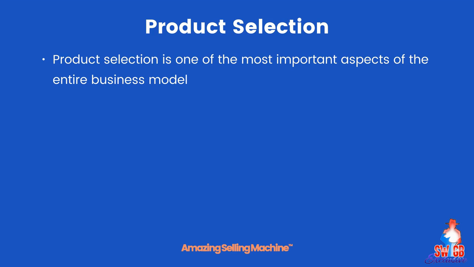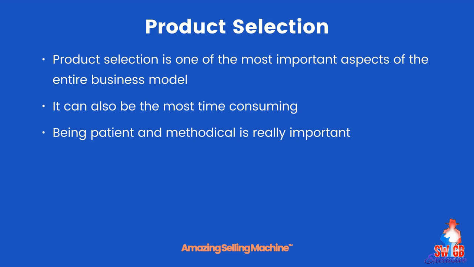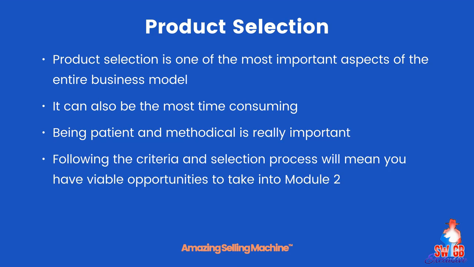Now, product selection is one of the most important aspects of the entire business model. Because of this, it can also be the most time consuming. But being patient and methodical is really important. You've heard me say that multiple times during this first module. Following the criteria and selection process will mean you have viable opportunities to take into Module 2.